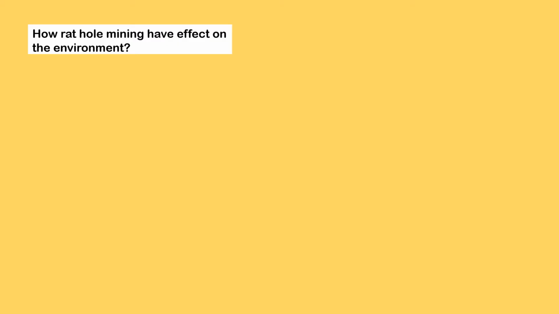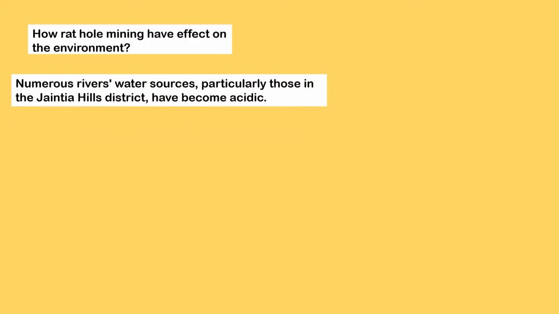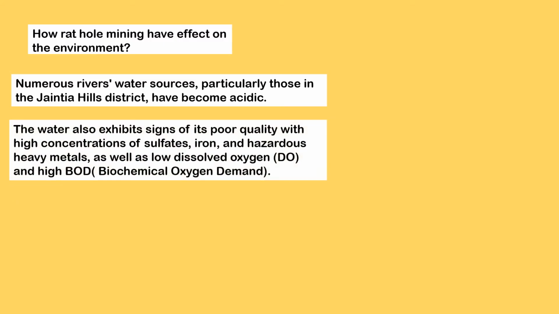How does rat hole mining affect the environment? Numerous rivers and water sources, particularly those in Jaintia Hills district, have become acidic. The water also exhibits signs of poor quality, which means less oxygen, or it will have a higher concentration of chemicals such as sulfate, iron and hazardous heavy metals, and high BOD, biochemical oxygen demand.